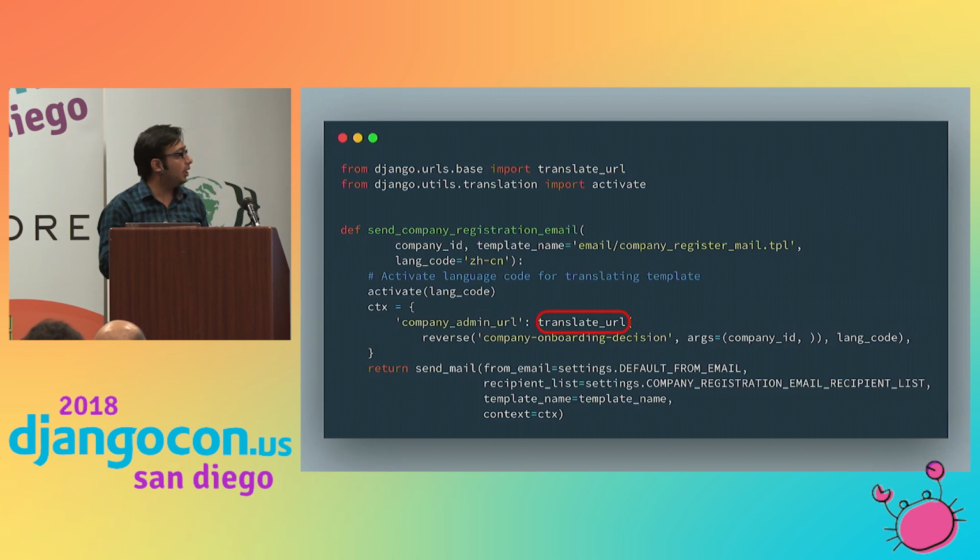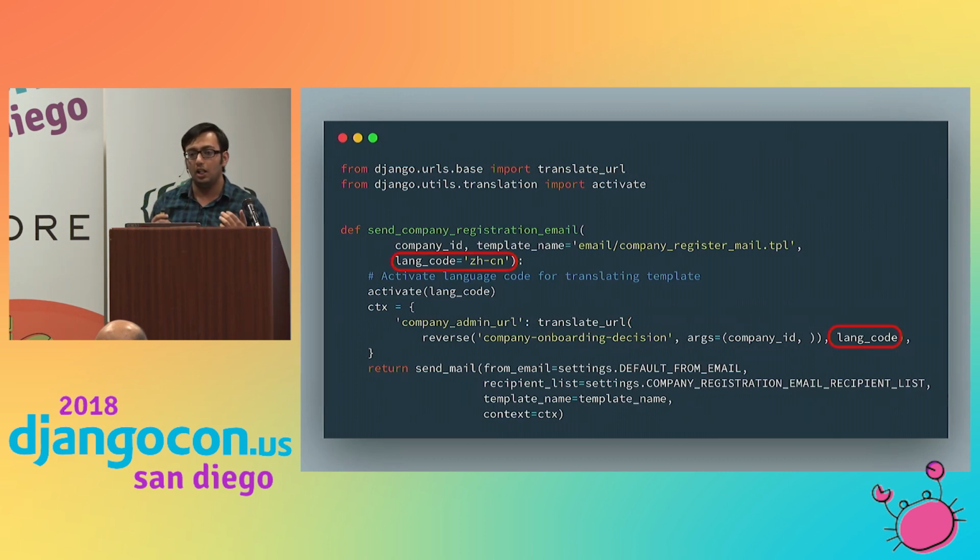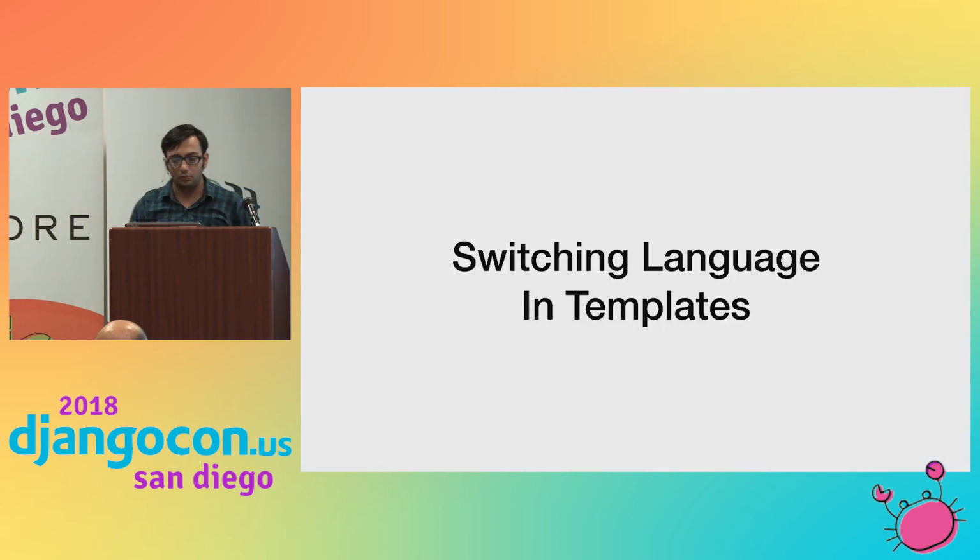We give it the URL as well as the language code. So this language code in the parameter goes here, and then it knows that if it is the Chinese version of the template, the URL also points to the Chinese version, which is through the i18n patterns function.